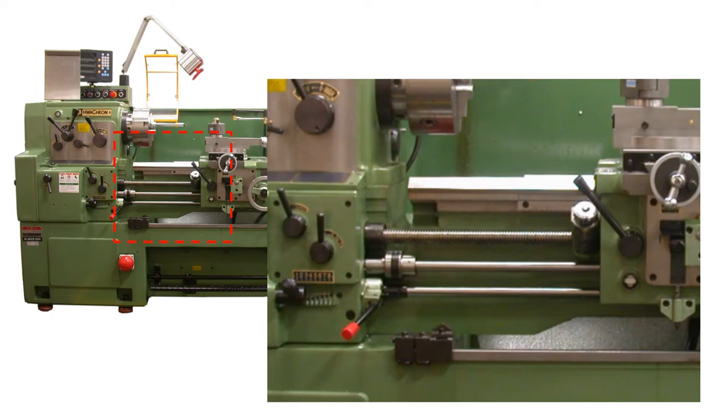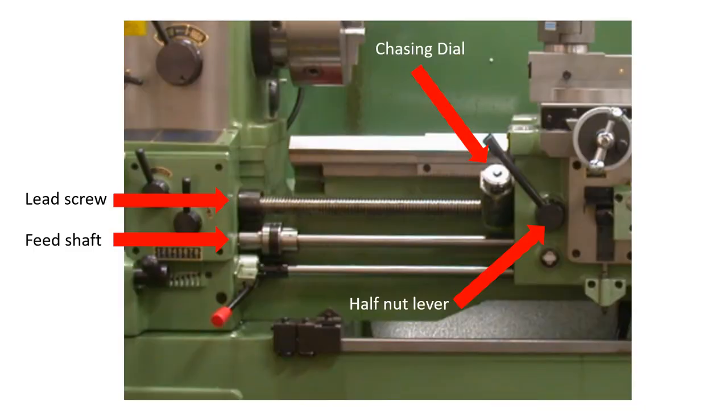Let's now have a look at the basic screw cutting controls that most lathes will have. Make sure you check with your lathe's user manual for any details on your specific machine. Most lathes will have two shafts that can control the movement of the carriage. One is the feed shaft, this is for general turning and facing. The other shaft is a lead screw. This is responsible for creating screw threads.